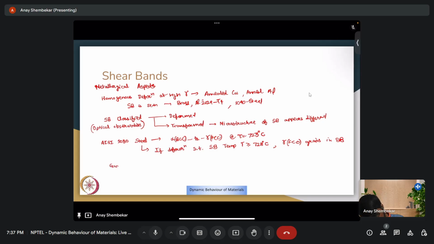The grains in the shear band are very small, with a diameter of the order of 0.1 micron, and there is very low dislocation density. Usually these grains are formed with very small diameter and not a lot of dislocations. So pretty much small grains spread throughout, right?